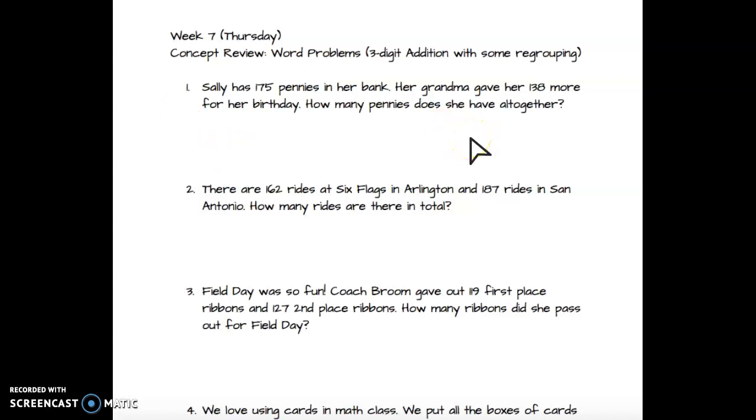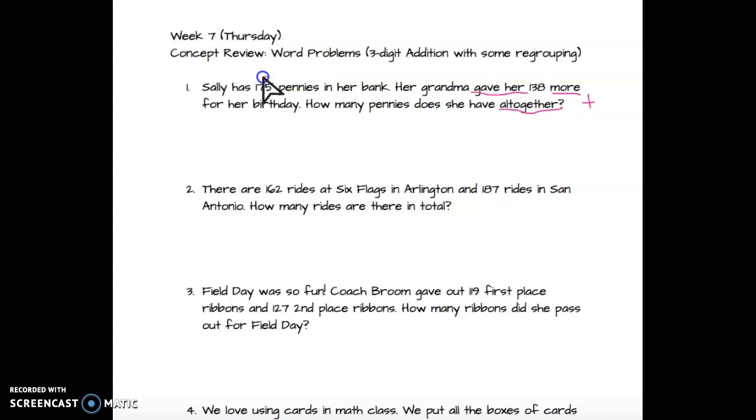I actually heard two things that made my brain start thinking. I heard all together, and then I also know that her grandma gave her more. So if it is asking me all together and someone's giving me more, those are things that tell my brain I am going to add. Okay, so I know I'm going to add because it says all together and I know that's an addition keyword. And if I'm thinking about the problem, her grandma gave her more of what she already had. And if someone's giving you more of something, you're going to add.